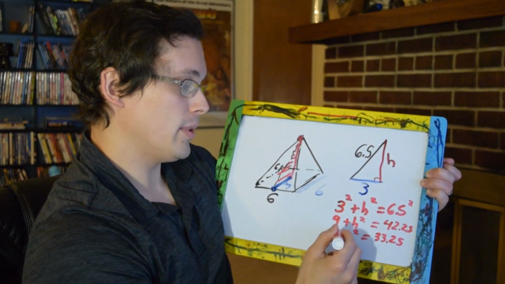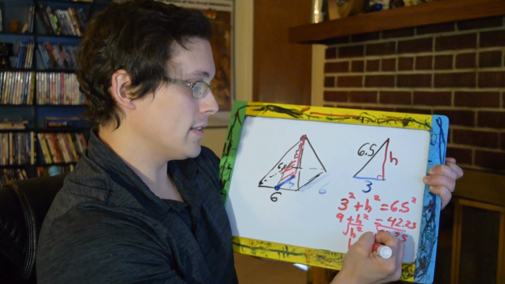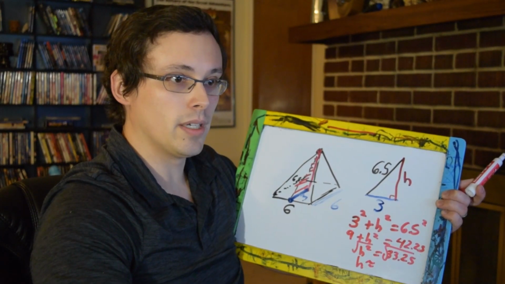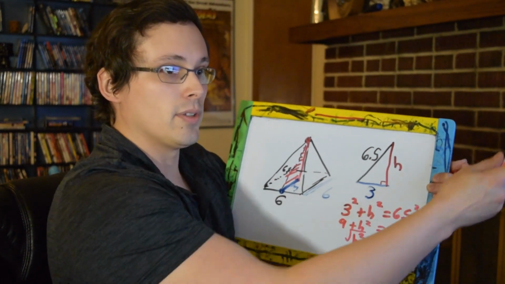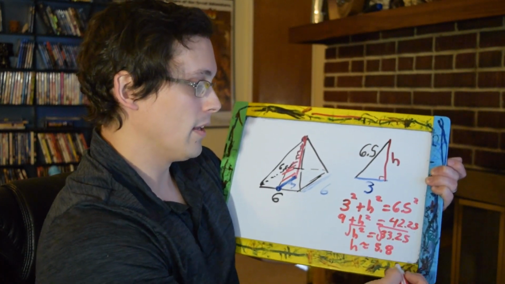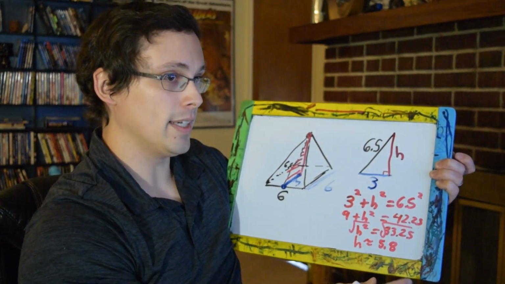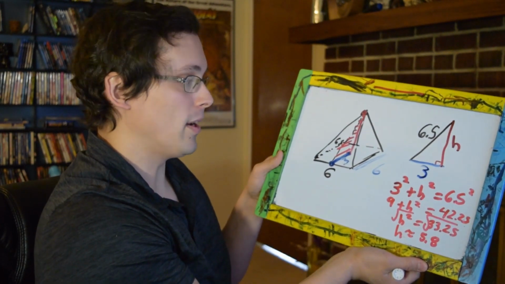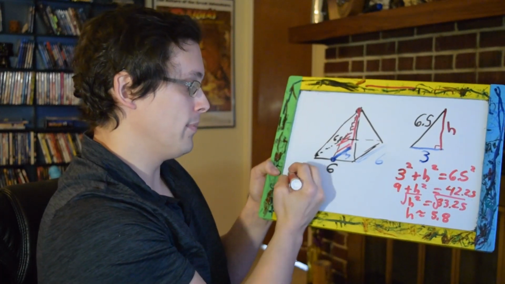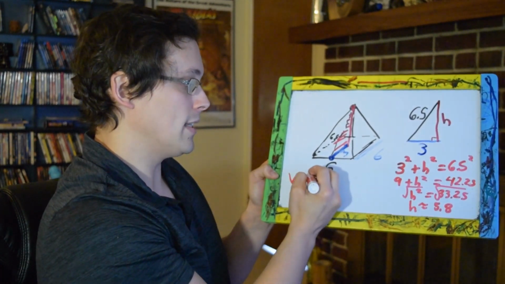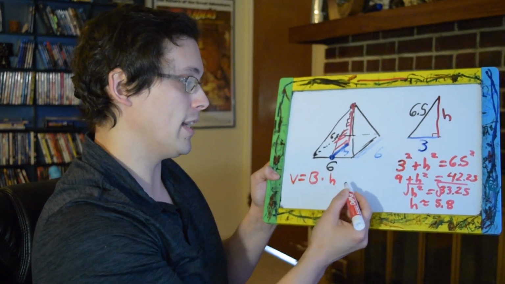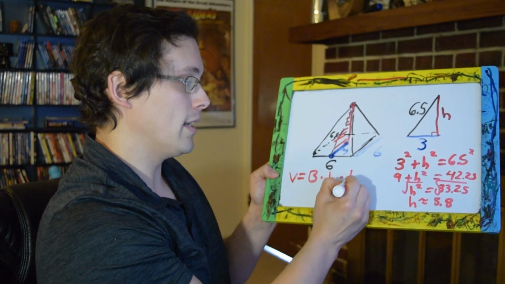Then to get rid of the square, we take the square root. So our height is the square root of 33.25, which is approximately 5.8 to one decimal place. So we get that the height is about 5.8. That's the hard part of the problem. Actually using the volume formula, once you know the height, is pretty easy. The volume of the pyramid is the base area times the height, and then times 1/3, or you could think of it as divided by 3.